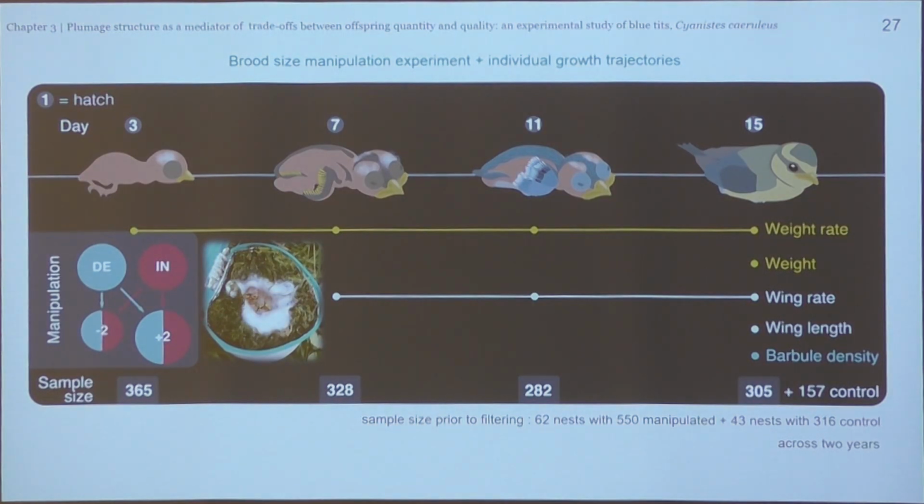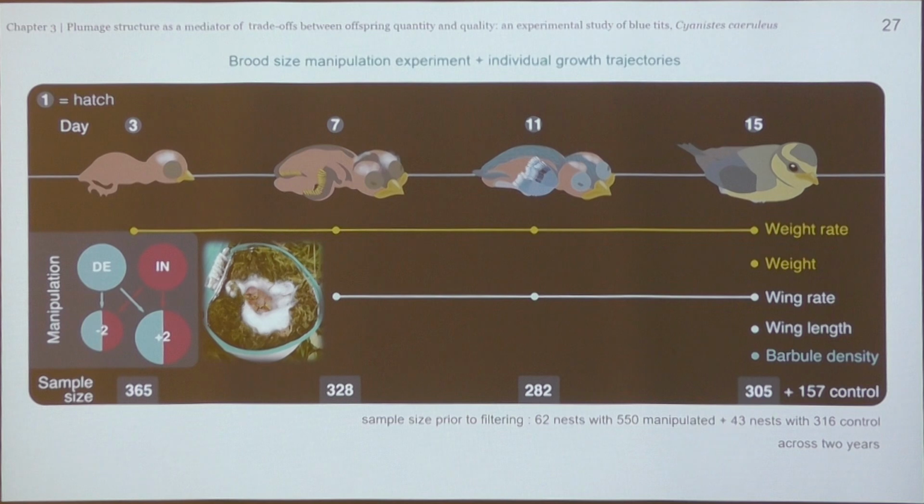So for this, I carried out a brood size manipulation experiment and then followed the individual growth trajectories of hundreds of blue tit nestlings. So brood size manipulation occurred when the chicks were 2 days old, and I moved them around in these insulated carrier bags where I custom built them a little nest with moss and wool and put in some hand warmers to keep them warm. And then I swapped chicks between pairs of nests in such a way that one pair of the nests increased in brood size by 2 chicks and the other one decreased by 2.